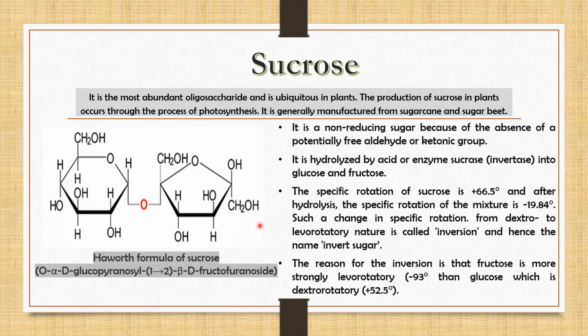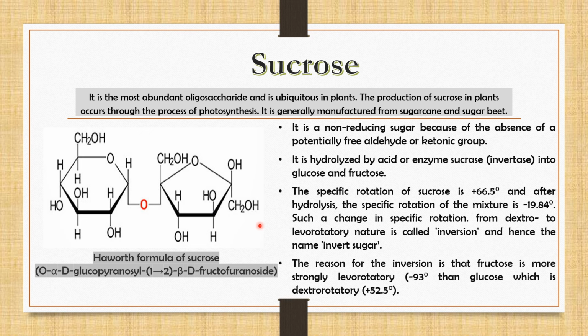Remember, carbon 1 of the glucose is the anomeric carbon, and carbon 2 of the fructose is the anomeric carbon. Therefore, they do not have a free aldehyde or ketone. So sucrose is not a reducing sugar. Sucrose is hydrolyzed by acid or the enzyme sucrase or invertase into glucose and fructose.